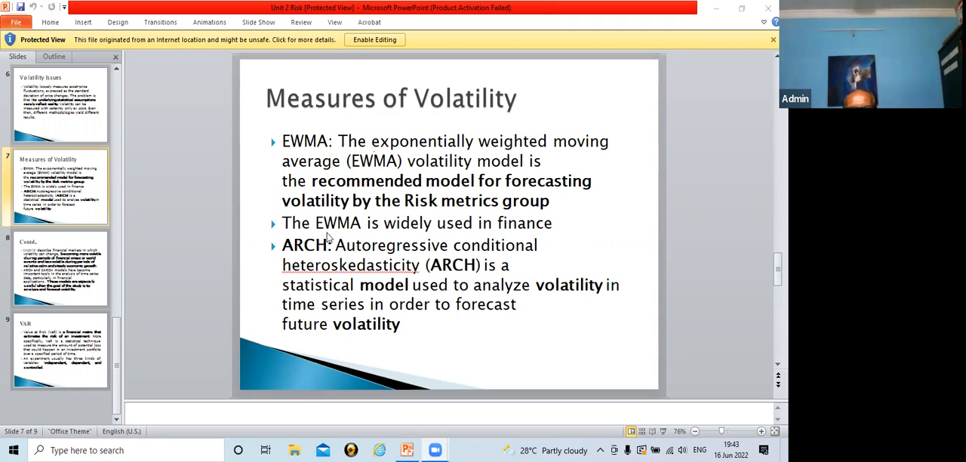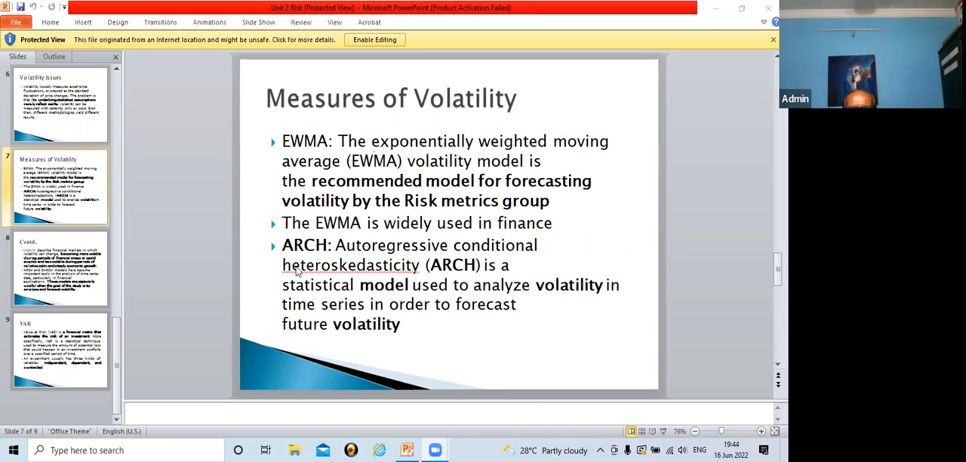Even the weather department and other departments also have a use of EWMA, because this is a model that can be used by anyone. Not necessarily that the entire finance department uses it, but mostly it is widely used in finance.